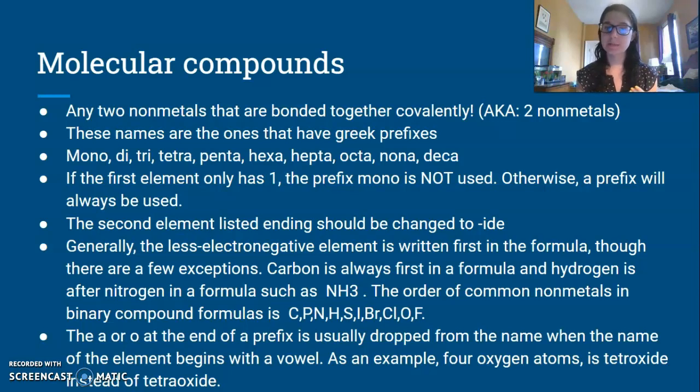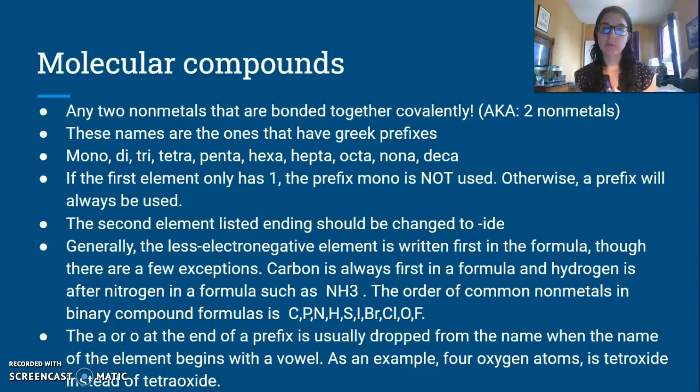So if the first element that is named or used has only one atom in a molecule, the prefix mono is dropped, so we don't use it. But other than that, everything is going to have a prefix in front of it. The second element is always going to end in "ide."